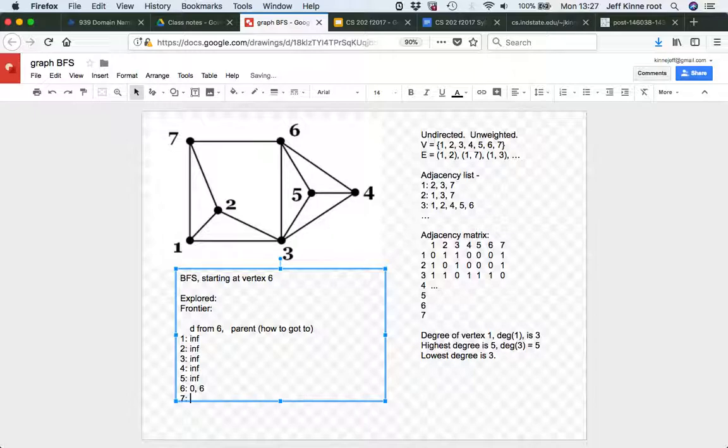Meaning we haven't found any way to get there, and there's no parent. So we'll just leave the parent empty. We're going to start exploring from vertex 6. So we would initialize by having 6 on the frontier.